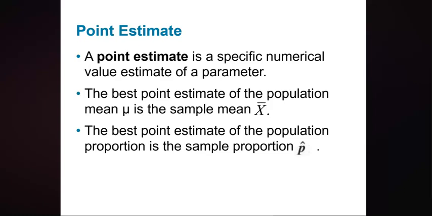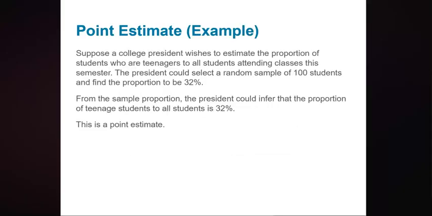A point estimate is a specific numerical value estimate of a parameter. The best point estimate of the population mean is x bar. That'll be in the next section. But the best point estimate of the population proportion is the sample proportion p hat, and that's what we're going to be talking about today.